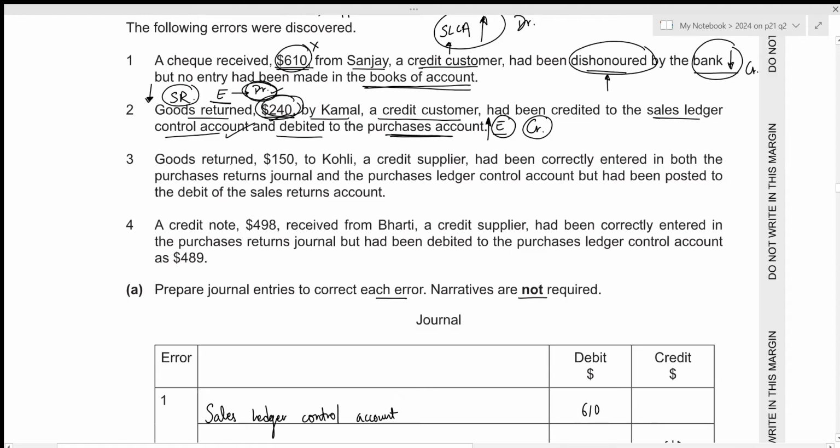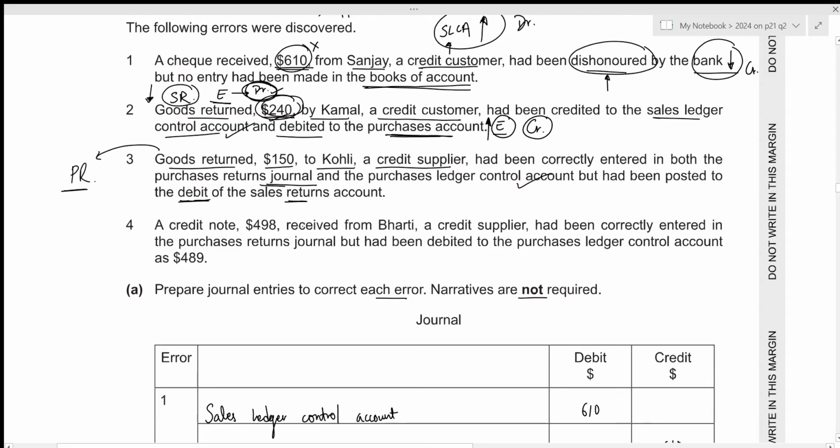Now for the third one, goods returned 150 to Kohli, a credit supplier. In this case, the customer itself is returning the goods. So we are talking about purchases returns. It had been correctly entered in both the purchases returns journal and the purchases ledger control account, but had been posted to debit of the sales returns account. Okay, let's see. Purchases returns journal is different to purchases returns account. So the correction within the journal was correct, but instead of recording it within the purchases returns account, we recorded it within the sales returns account.